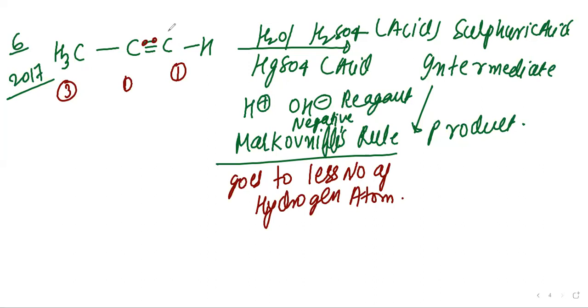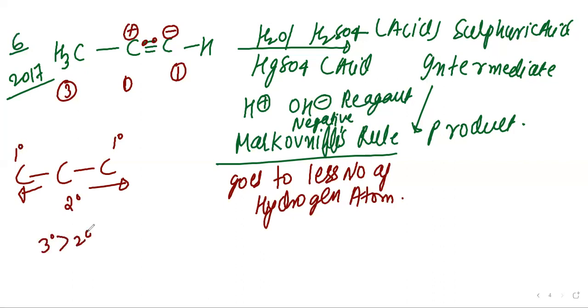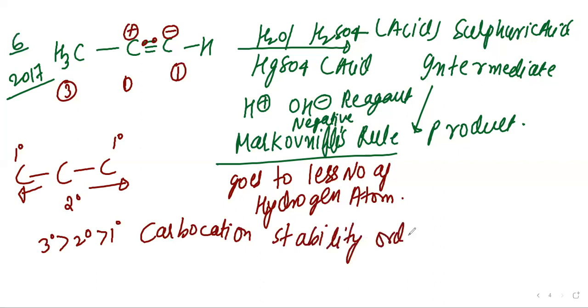This pi bond electron will be coming here and this will be plus. Why is it forming plus? Because it is a 2-degree carbocation, right? How will you identify a 2-degree carbocation? When carbon is attached with two carbons. So one is on the left and one is on the right. So it will be a 2-degree carbocation, right? And this will be 1 degree. This is also 1 degree. So as we know, 3 degree, 2 degree, 1 degree. This is the carbocation stability order.